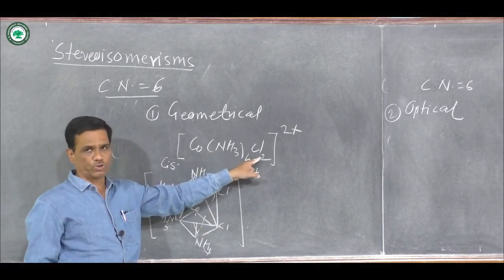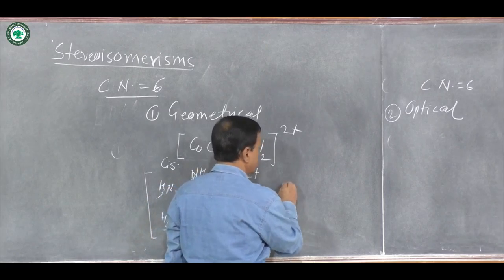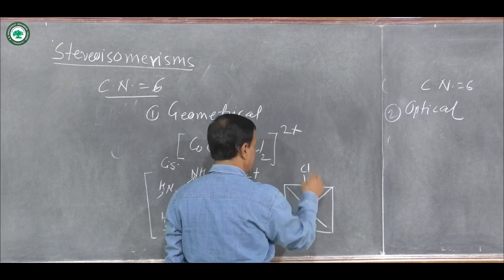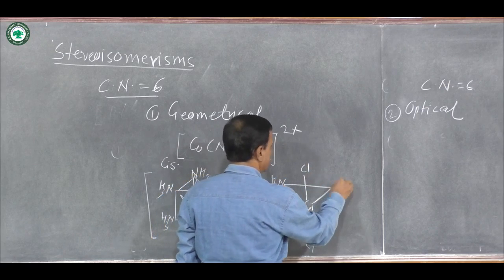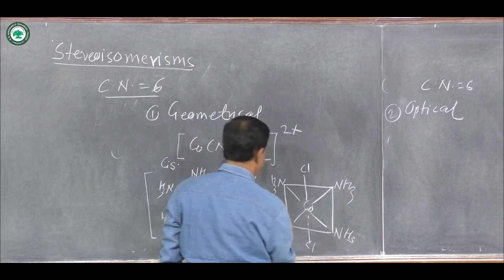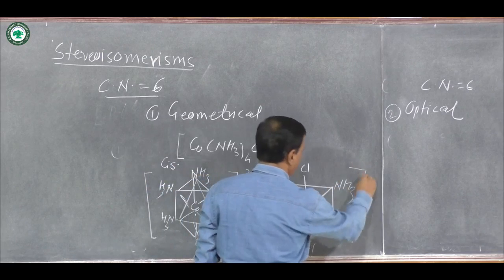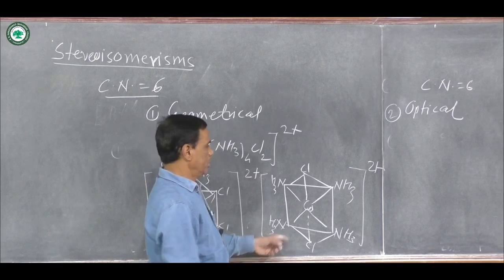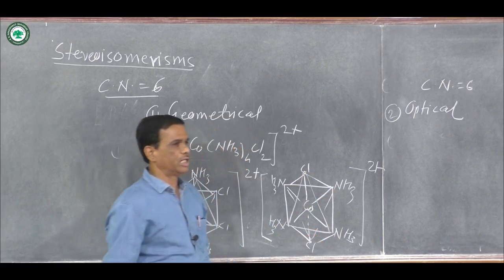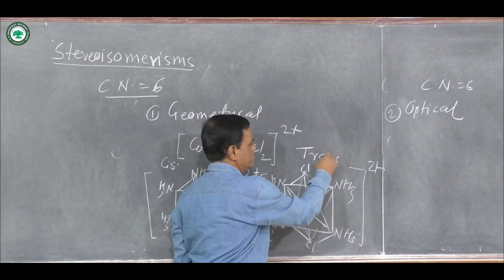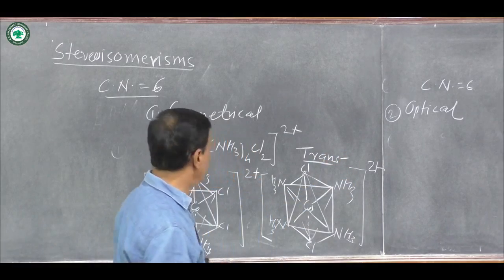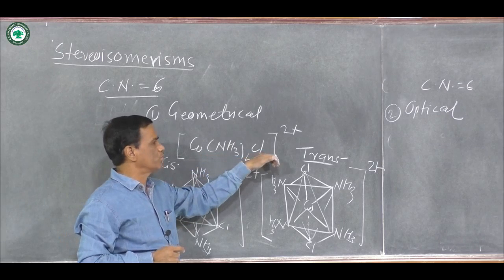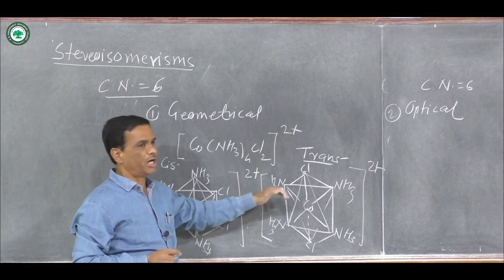For [Co(NH3)4Cl2], if you consider the trans form, in trans form the same groups are to the opposite side. Here is a cobalt, here is Cl, here is Cl, here is NH3, here NH3, then NH3 and NH3, and charge on this complex compound is equal to 2+. Here 2 chloride ligands are opposite to each other. This is the octahedral structure, and this form is known as a trans form. With coordination number equal to 6, geometrical isomers are possible. Here example is [Co(NH3)4Cl2]2+. This is the cis form and this is the trans form.